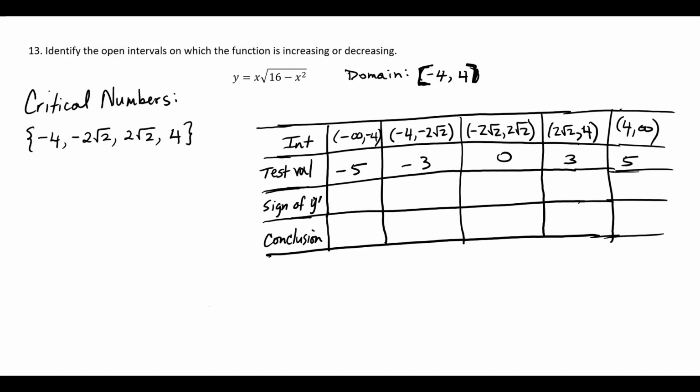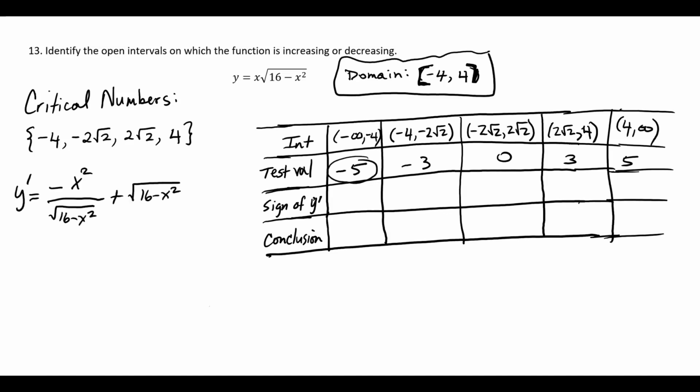So we're going to plug those values into our derivative, and we're going to see what is the sign of our derivative. Notice that if I plug in a -5 into our derivative, or anything from the interval from -infinity to -4, well, that's going to make my derivative, what's under the radical, a negative number. So we are unable to get a value. There's no value of the derivative here.